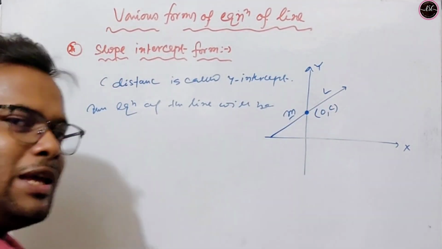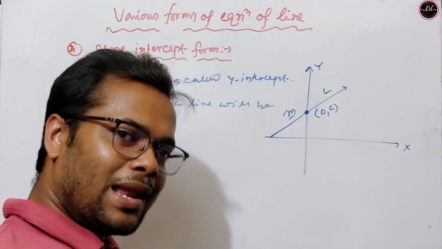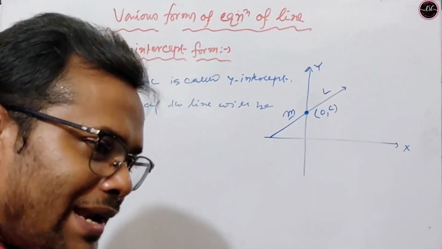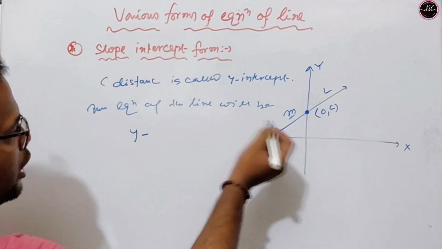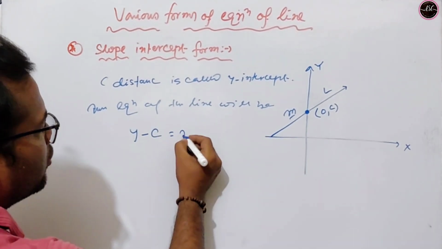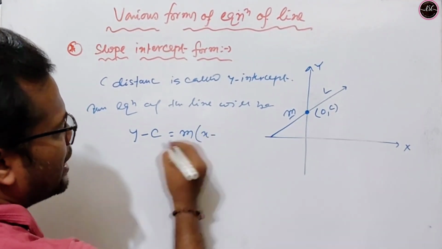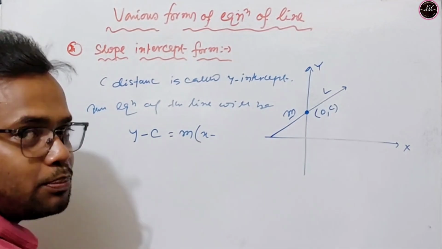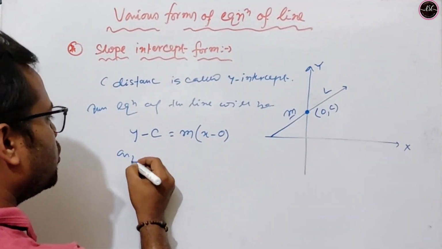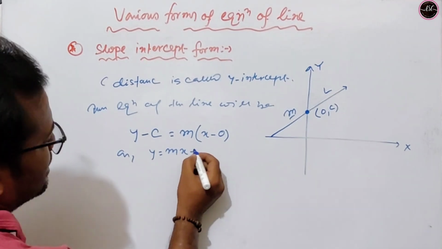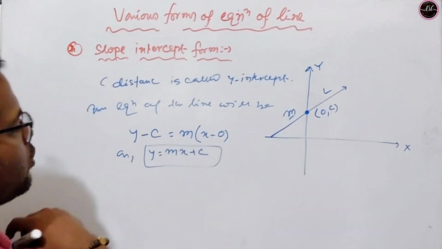So we have previously known a line passing through a particular point with slope m, then we write y minus y1 equal to the slope into x minus x1, and here the point has x1 equal to 0, so this will be y is equal to mx plus c. This is the equation of the line.